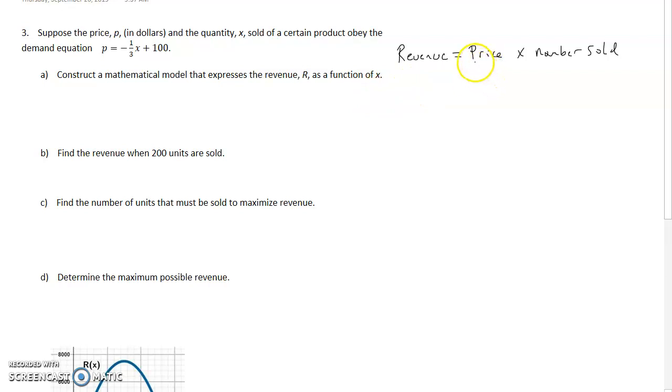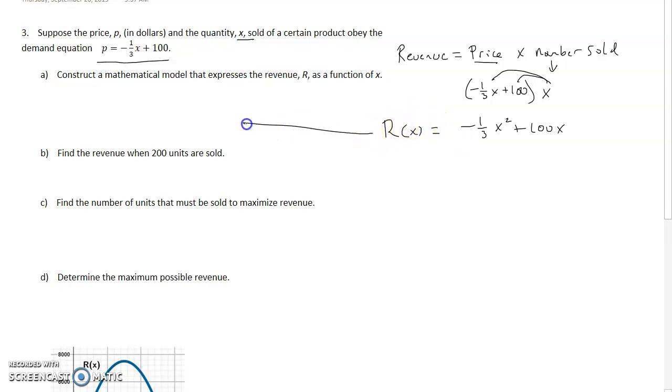So our price function is provided by this P equation right there. What we're going to do is substitute in for P. It's going to be (-1/3 X + 100), and then it tells us it's X products sold, so the number sold is X. Now I'm going to distribute the X in here, and we get -1/3 X squared + 100X. Since this is a function, we're going to want to use the R of X notation. That's going to be our mathematical model that expresses revenue as a function of X.